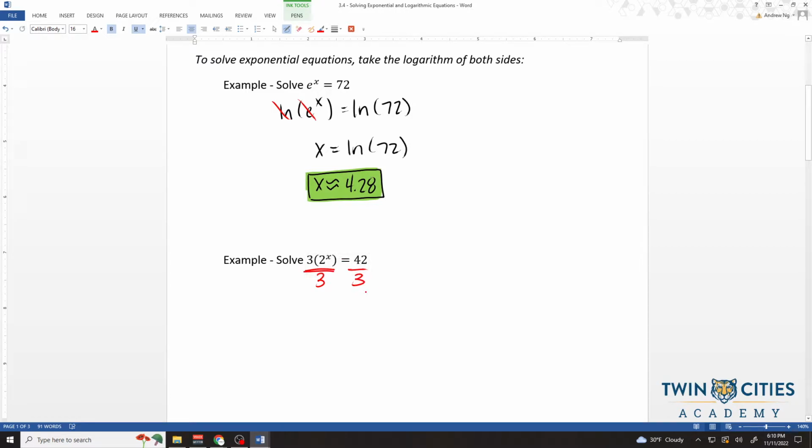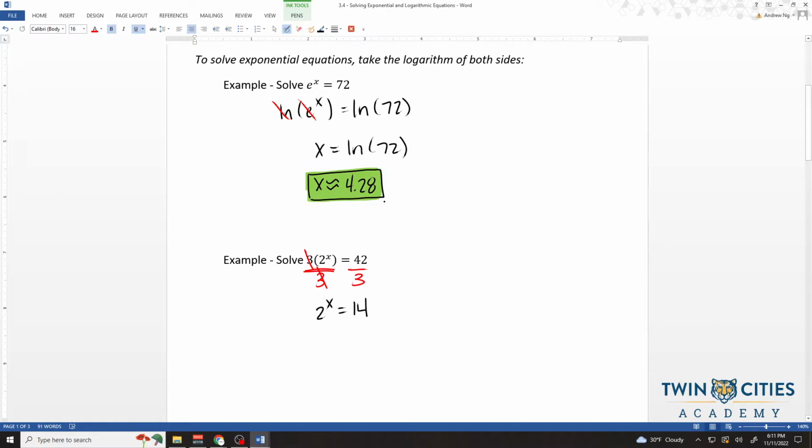When I divide both sides by 3, the 3s divide out, leaving 2 to the x is equal to 42 divided by 3. Well, that's going to be 14. All right, now I've got this 2 to the x. My base here is 2.